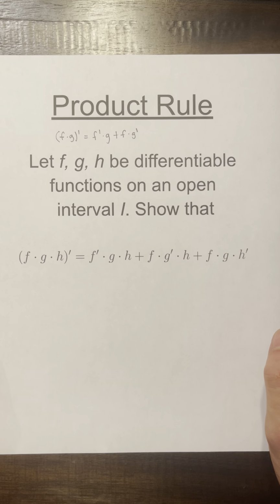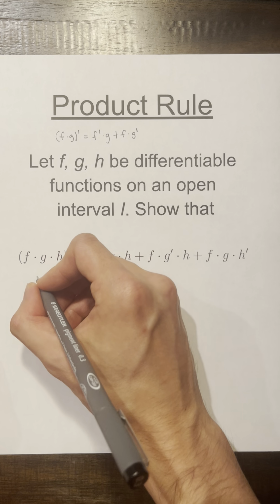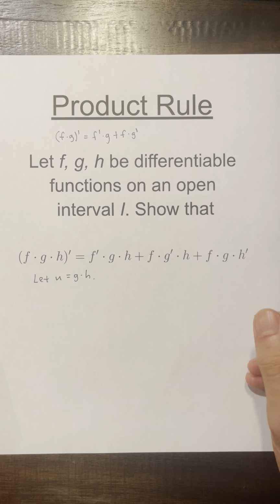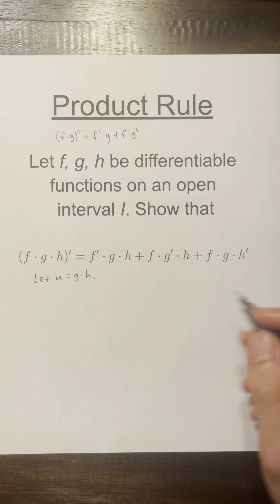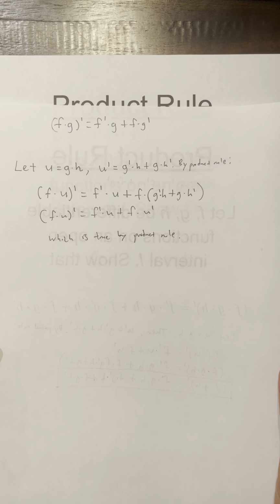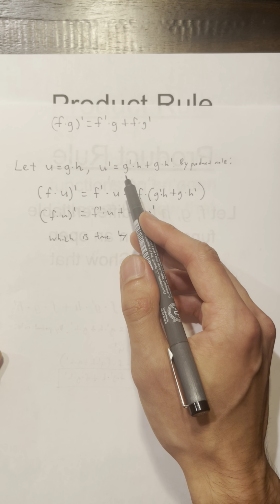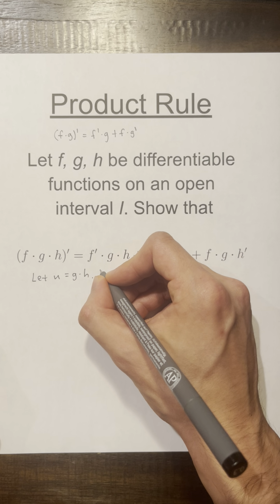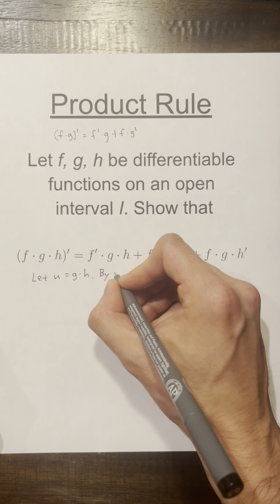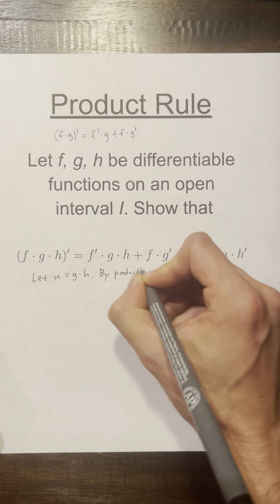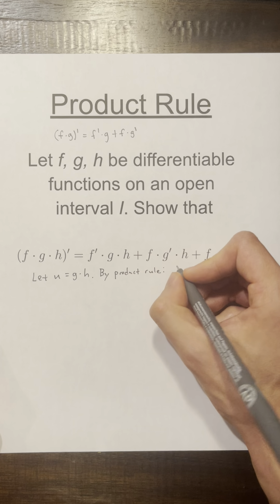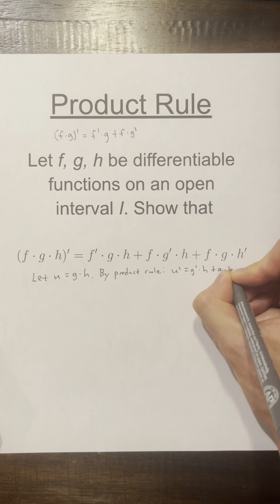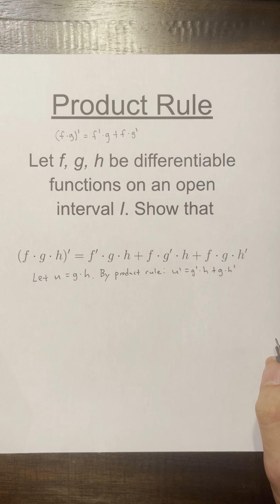So what did we do first again? We made a substitution. And then what else did we say about u? By the product rule, u prime is equal to g prime times h plus g times h prime.